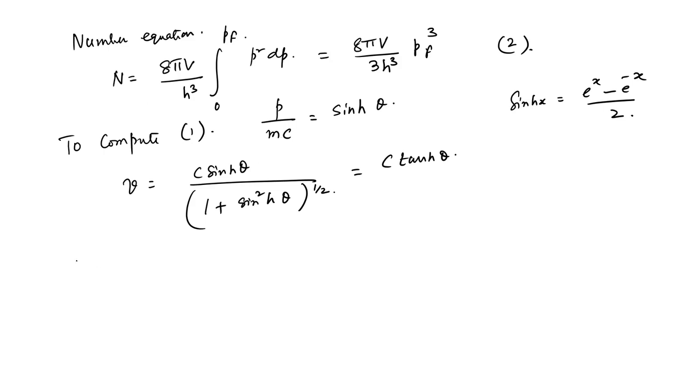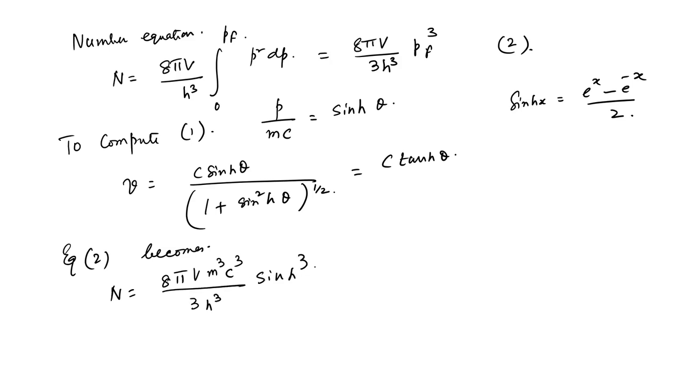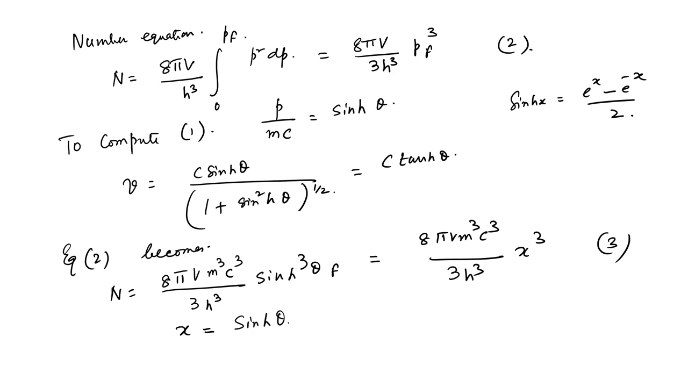number equations. So the number equation becomes, so equation 2 becomes N is equal to 8 pi V m cube c cube by 3 h cube, sinh cube theta f. Let's call this 8 pi V m cube c cube by 3 h cube, and let's call it x cube, where x is equal to, so let's call this equation 3, and x is equal to sinh theta f. Theta f is basically everything corresponding to the Fermi momentum. So that f carries the Fermi momentum or the Fermi velocity and so on and so forth.